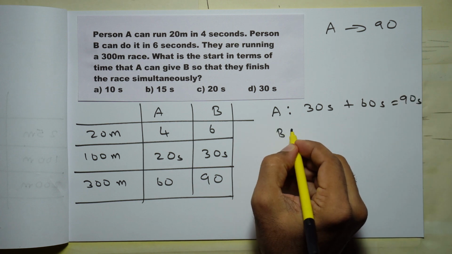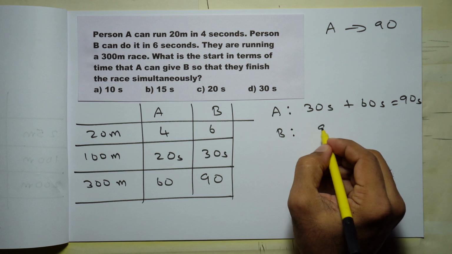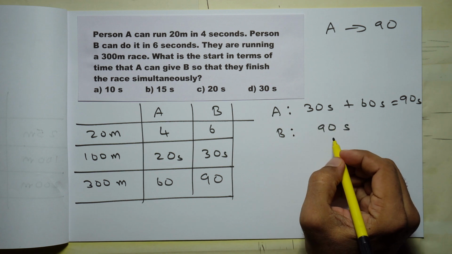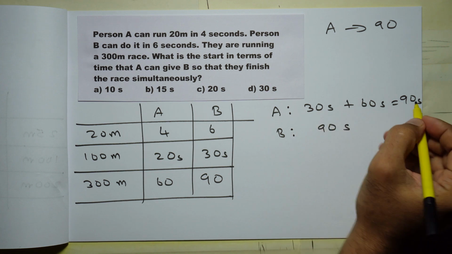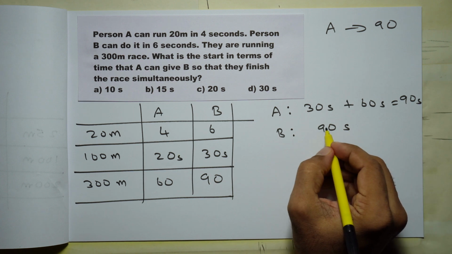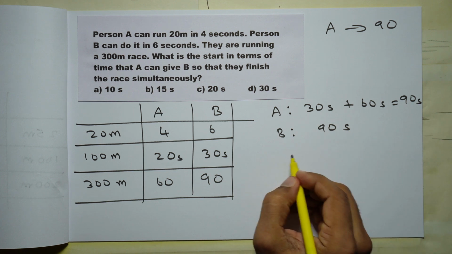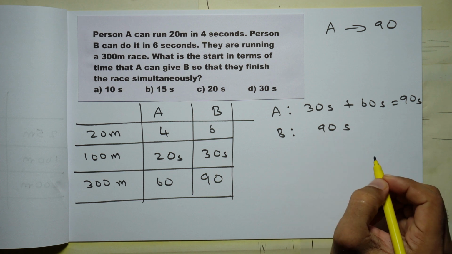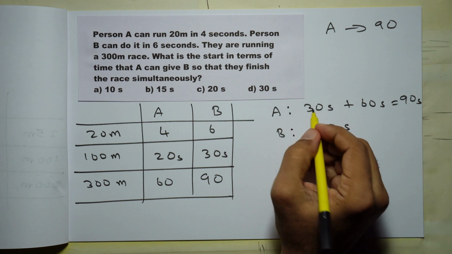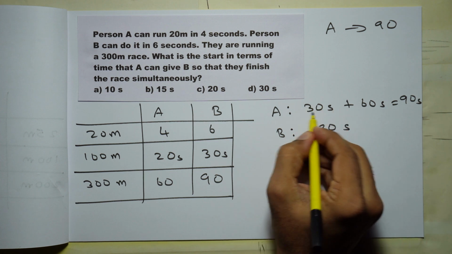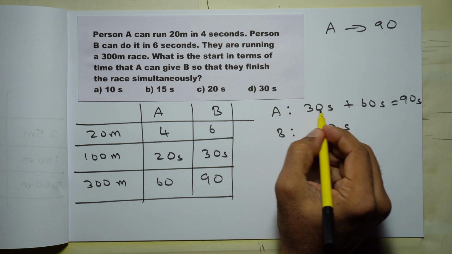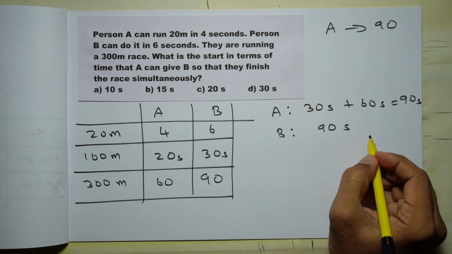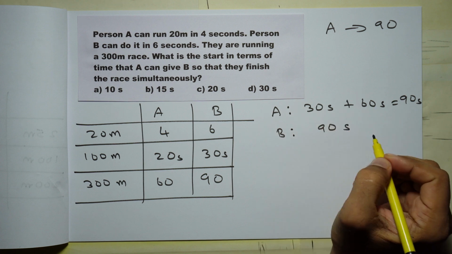Now B will start running initially itself and in 90 seconds he'll complete the race. So if A runs like this, A and B, both of them will take 90 seconds. They'll both take the same time and they will finish at the same time. So you can see that A has to remain stationary for the first 30 seconds, or A will allow B to run for the first 30 seconds. Only then will A start running.